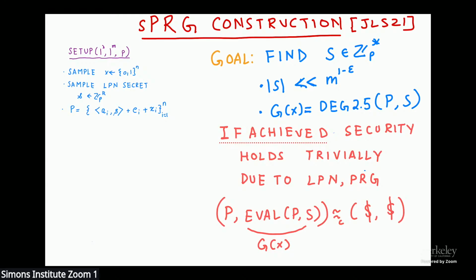Is this true? It's true because P is just LPN sample encrypting the PRG seed, and this is just PRG evaluation on X. So first you can switch this to pseudorandom, and that's going to hide your PRG seed, and then you can switch the PRG's evaluation to random. So security, I won't even talk about for the most part of this talk. It's all trivial.